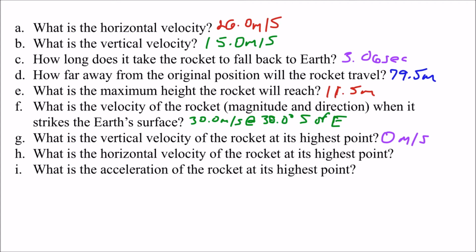What's the horizontal velocity of the rocket at its highest point? We don't even have to do any math for that. You need to know that the velocity in the x-axis is constant. So if it was 26.0 meters per second at the beginning, then it's going to be 26.0 meters per second at the highest point, and at the end, and everywhere in between. What's the acceleration of the rocket at its highest point?